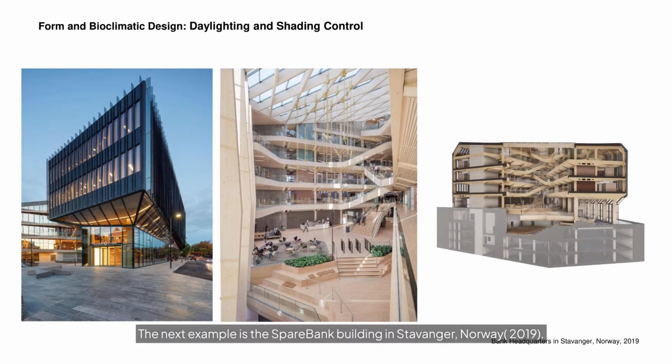The next example is the SpareBank building in Stavanger, Norway, 2019. The building form consists of a recessed storefront beneath a glass curtain wall mass above. The recessed storefront regulates solar gain while providing visual transparency and public access at street level. The building integrates a large multi-story atrium enclosed with a sloping glass skylight supported by wooden structures. This atrium funnels daylight down through the center of the building, and all office levels receive ample daylight.